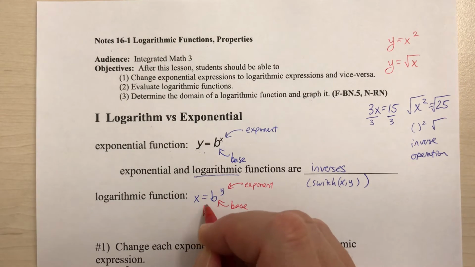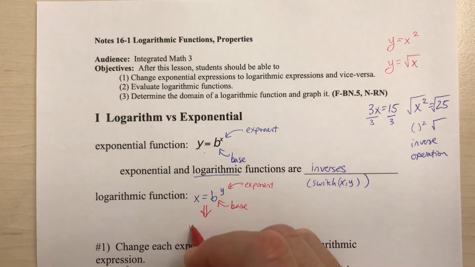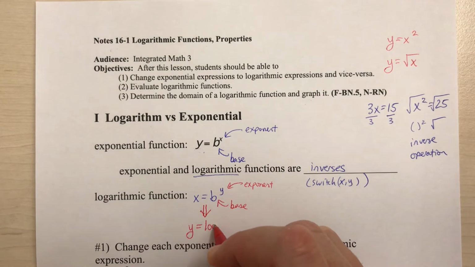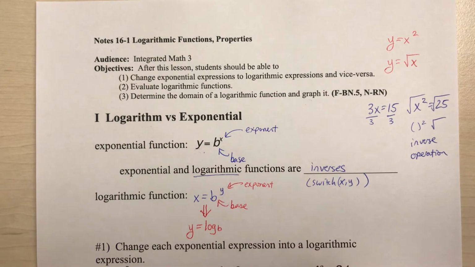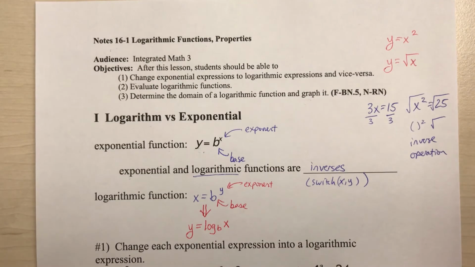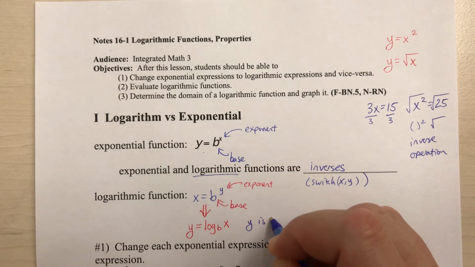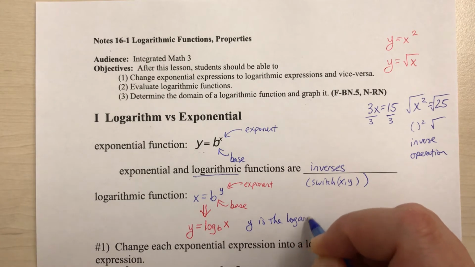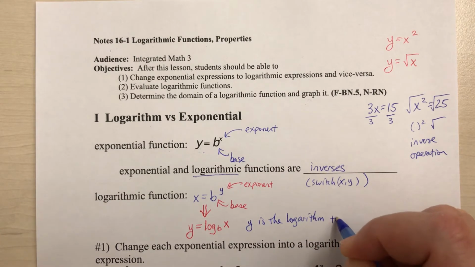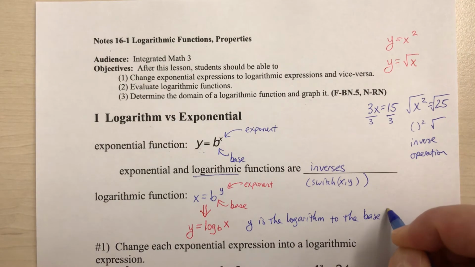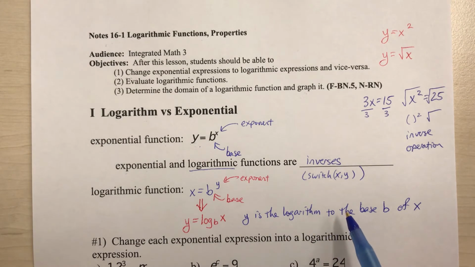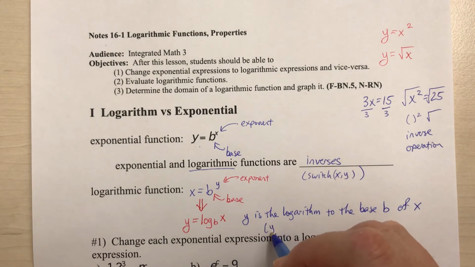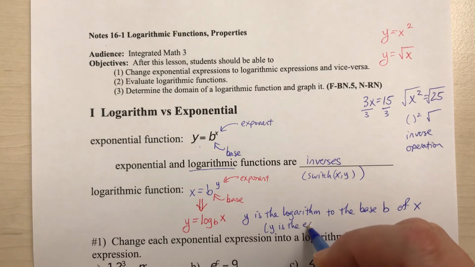And what this becomes is y equals log, L-O-G, with a subscript b, and then x. The way that we read this: y is the logarithm to the base b of x. The variable y represents the exponent.